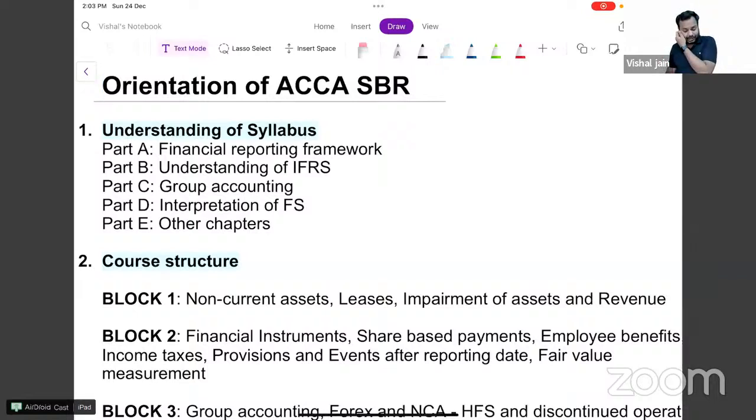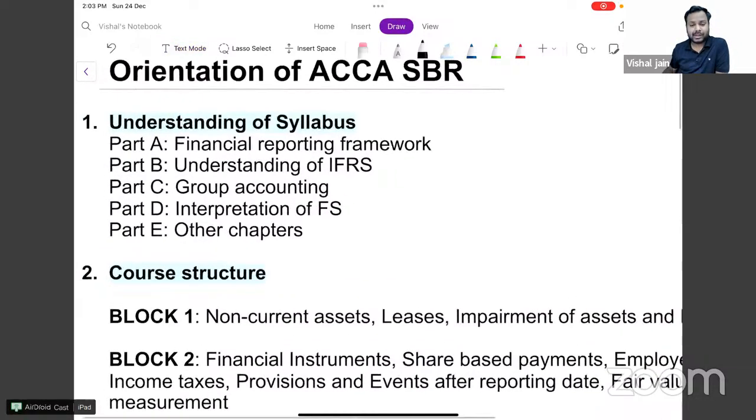Now, understanding the syllabus of ACCA SBR, it is divided into parts, namely part A, B, C, D, E. In part A, it is discussing the financial reporting framework. Now, what exactly is a framework? I'm assuming here that you have already studied FR. And even if you have not studied FR, no challenges. In our sessions, we will assume that you have zero knowledge about FR and will explain each and everything from scratch.